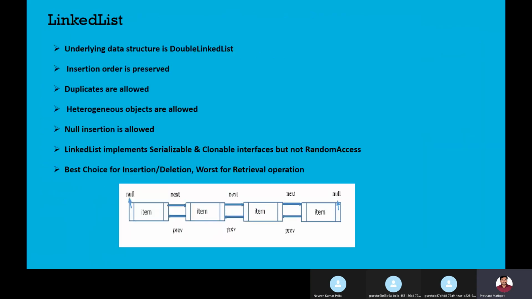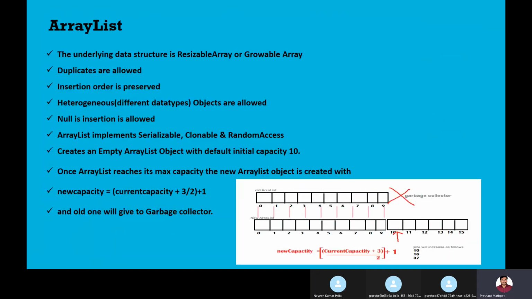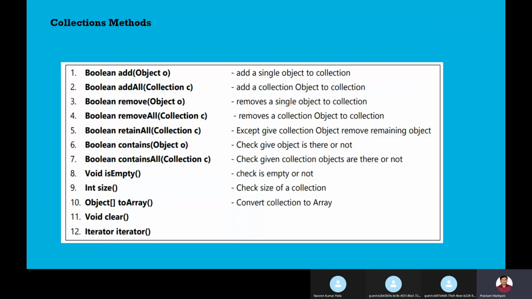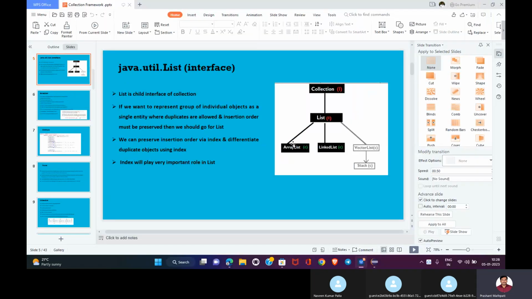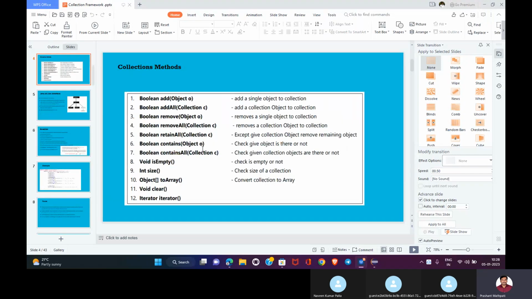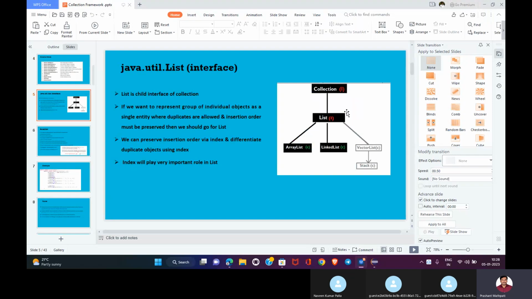Here are Vector, LinkedList, and ArrayList. As I explained, these three are the child classes of the List interface. This hierarchical structure you should know. And when do we go for a List? If you want to store a group of objects as a single entity, where insertion order is preserved and duplicate objects are allowed, in that case I should go for the List interface, guys. So that is the complete List format.